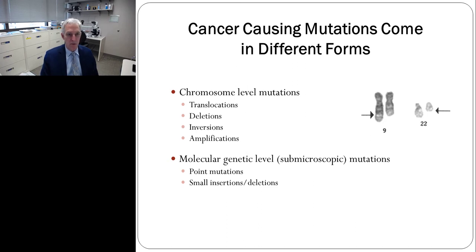There are different forms of mutations. Some occur at the chromosomal level, and some occur at the molecular genetic level. Examples of chromosome level mutations include translocations, interstitial deletions, inversions, and amplifications. An example of a chromosomal alteration is shown off to the right. That's the famous Philadelphia chromosome. Examples of molecular genetic level mutations are point mutations and small insertions and deletions.